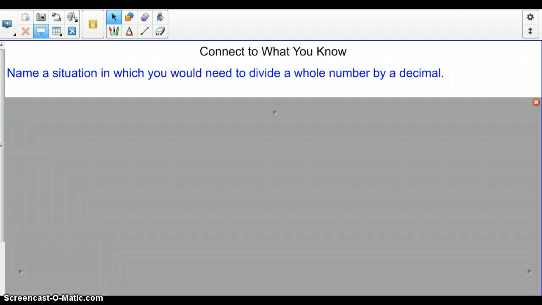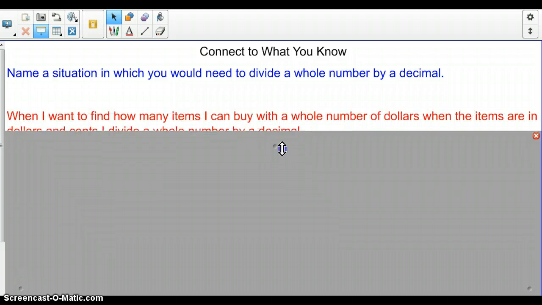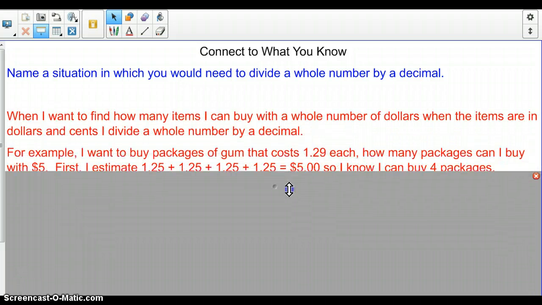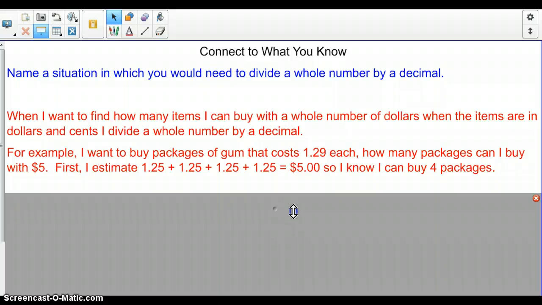Connect to what you know. Name a situation in which you would need to divide a whole number by a decimal. When I want to find out how many items I can buy with a whole number of dollars, when the items are in dollars and cents, I divide a whole number by a decimal. For example, I want to buy packages of gum that cost $1.29 each. How many packages can I buy with $5?